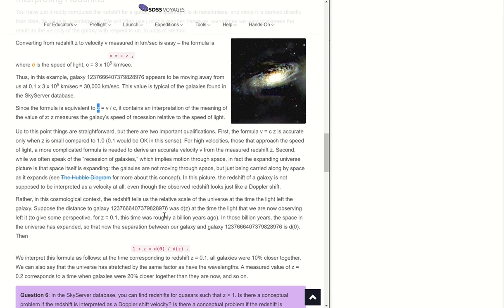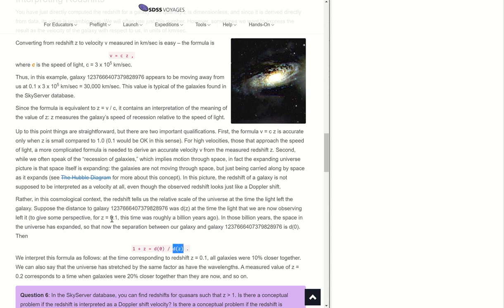But this is accurate only for small values of z. A large redshift could imply that the object is moving away faster than the speed of light. But a better way to think about this, the cosmological interpretation, is that 1 plus z is the distance that the galaxy is at now over the distance that the galaxy was at at a particular time. So that's going to be a much bigger distance.